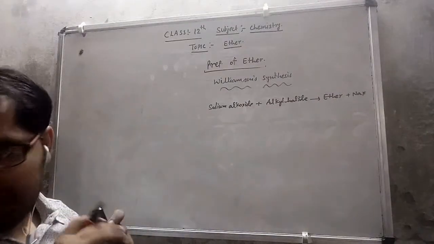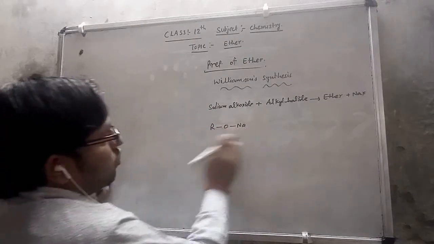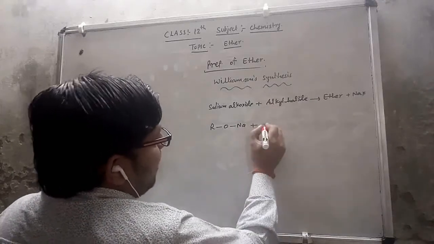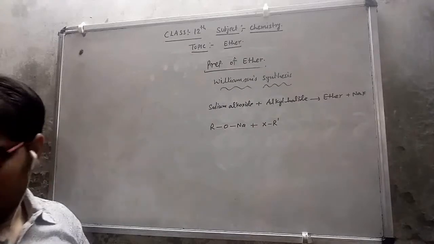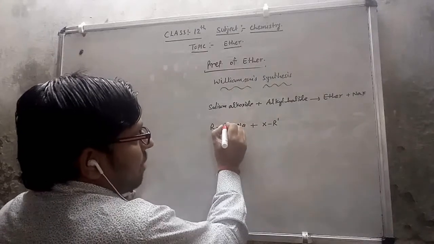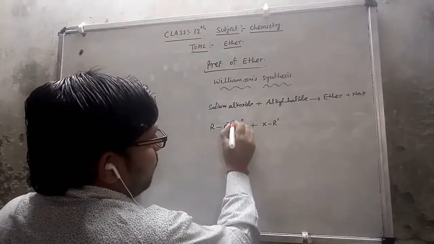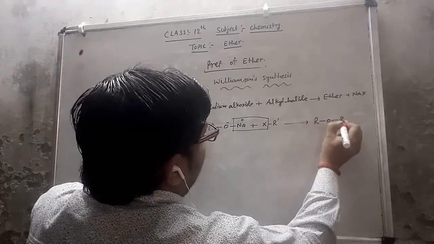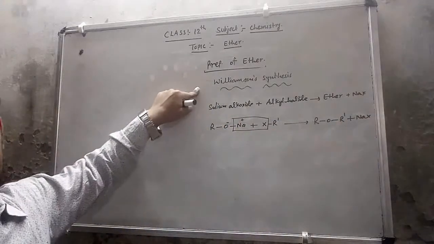Like the example, if I discuss the general reaction, suppose I have RONa, this is a sodium alkoxide. The alkyl halide is RX, I can write it here as R'X, suppose I have taken R dash. Now the oxygen, because it is more electronegative, is negatively charged and the other end is positively charged. Here the halide is negatively charged, so NaX will be released, and we are getting R single bond O single bond R dash. This is ether and that is NaX. That means we are getting ether with the help of the Williamson synthesis process.